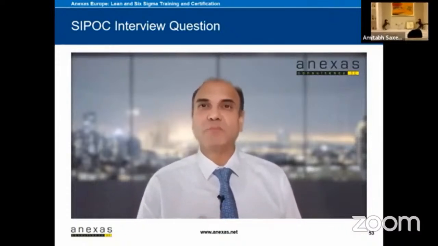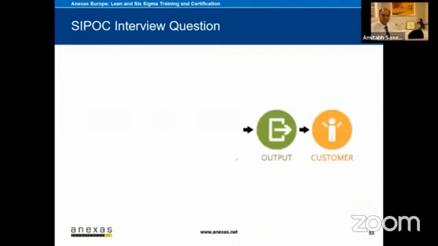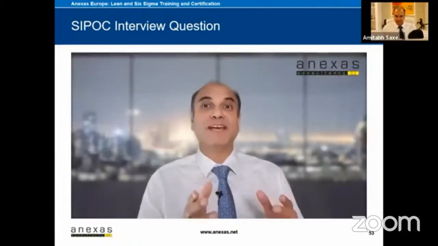To make a SIPOC, we move from right to left. That means we start by identifying the customers, then the output, then process steps, and the inputs and the suppliers. SIPOC helps us to identify the inputs or the X factors which are influencing our output, that is the Y. Because Y is a function of X, SIPOC is the starting point of using the statistical methods.